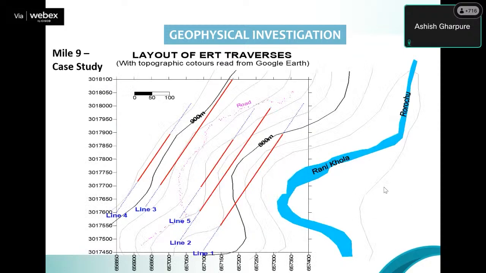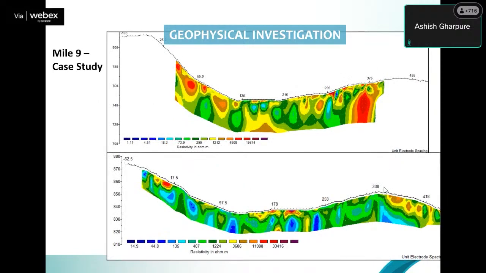A very quick case study I'll pick up. This is mile 9 in the Sikkim MRTH project. I'm not sure whether it has seen the light of day, but just quickly, the road is going in the middle, and you see we laid 5 ERT lines and then tested. So this is a slope from left down to Ranikola on the right. Next, please.